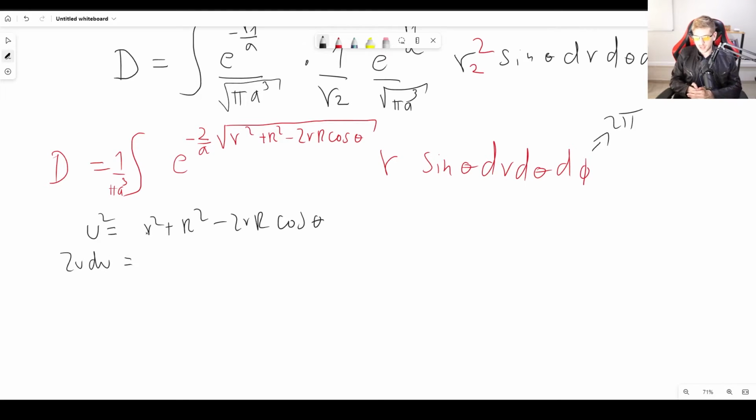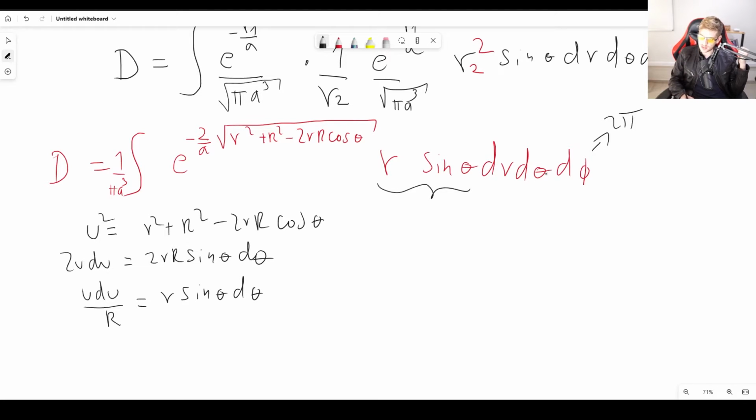The small and big R are constants when you look at them from the point of view of the angle. They don't change with the angle. So we are only left with this part. Derivative of cosine is minus sine, so the minus cancel out. We get 2 small r big R sine of theta d theta. So from here we can find that u du divided by big R is r sine theta d theta, which is precisely what we have here and here.